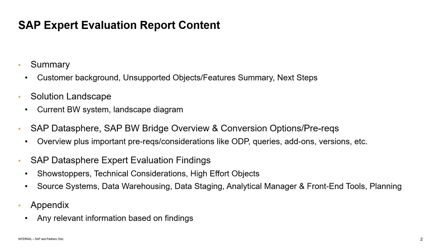So when it comes to the report, we provide what you see on the slide here. This is a high-level summary. First, we start the report with a summary. What is the background of the customer situation? What are the unsupported objects and features, so things that jumped out at us as will definitely need attention? We look to call those out in the summary, and then what we recommend in terms of next steps.